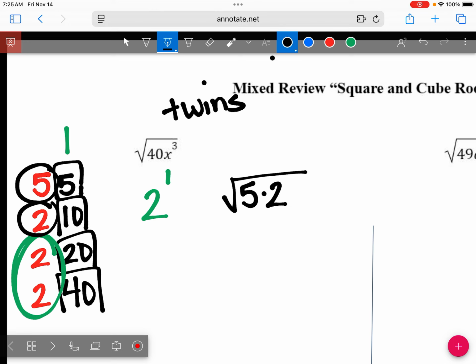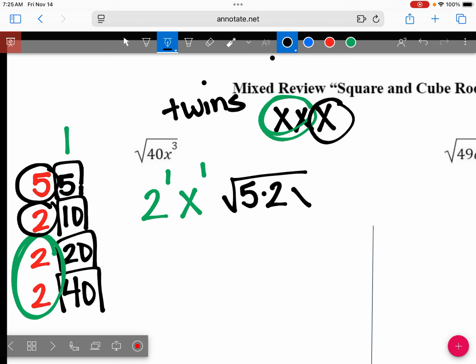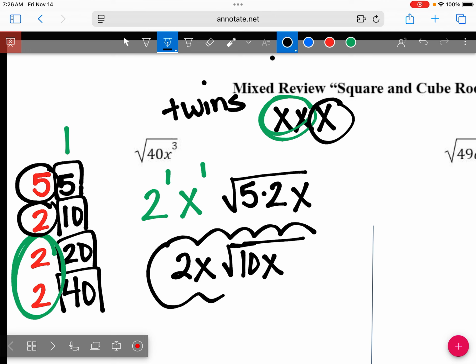All right, now let's look at our x's. I have 3. I can make 1 set of twins, but then there would be 1 left over. So finish it out. My answer would be 2x. That's what I have on the outside. Now we do need to simplify what's underneath. What is 5 times 2? 10. So we're going to have a 10x under. And that would be your answer.